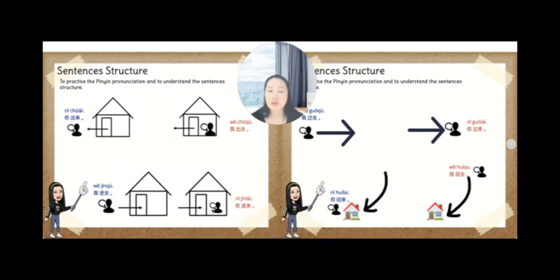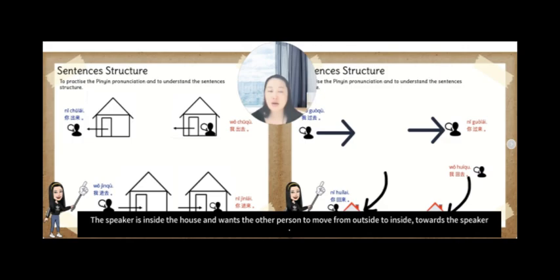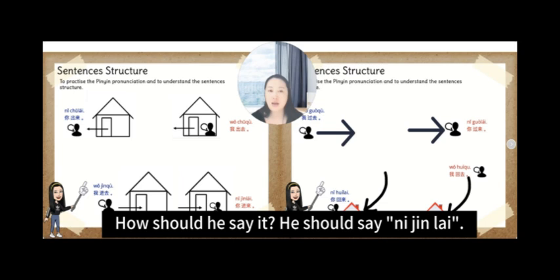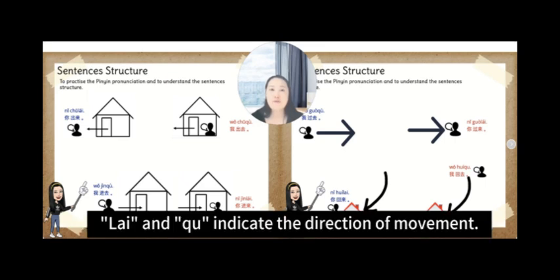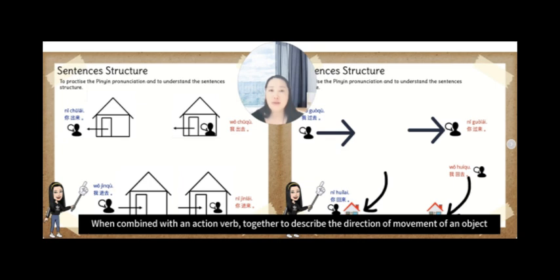And then the bottom right corner. Now the speaker is inside the house and he wants another guy who's originally standing outside of the house to move from outside to inside towards the speaker. Then how should he say it? He should say, 你进来. 你进来. Okay, so let's summarize what the directional complement sentences are. The words 来 and 去 indicate the direction of the movement and are combined with an action word, for example, 进, 出, or 带. So together they describe the direction of the movement of an object.